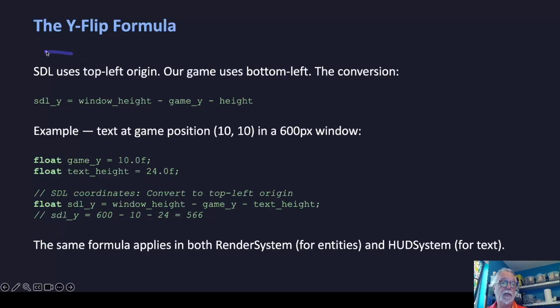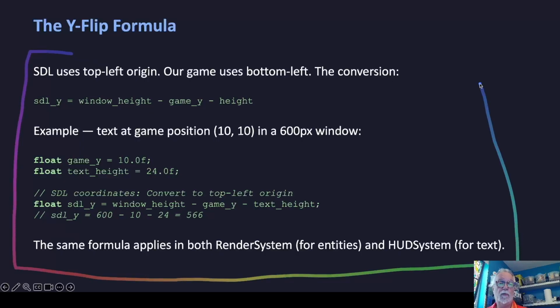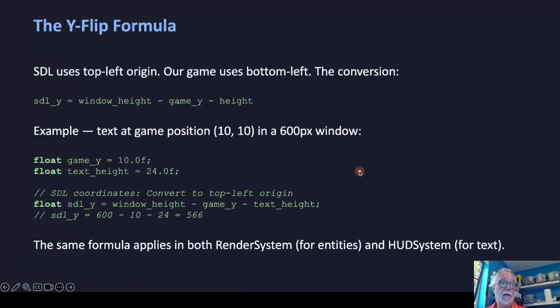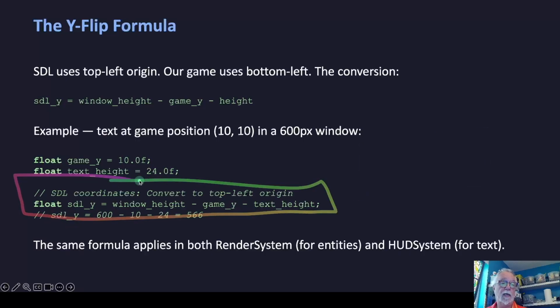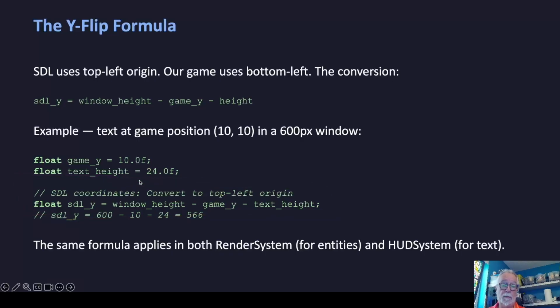One thing that we should mention, which is already in the code, we've done this for rendering rectangles or text, so we have to do the same thing for our text, because SDL thinks that this is 0, 0, and we think that this is 0, 0, right? So we just have to implement this formula here, and that allows us to put the text in the right place.